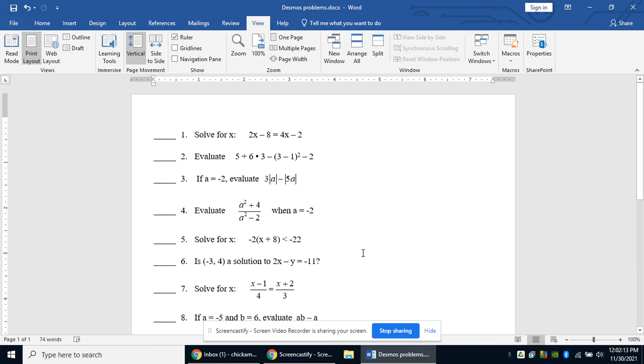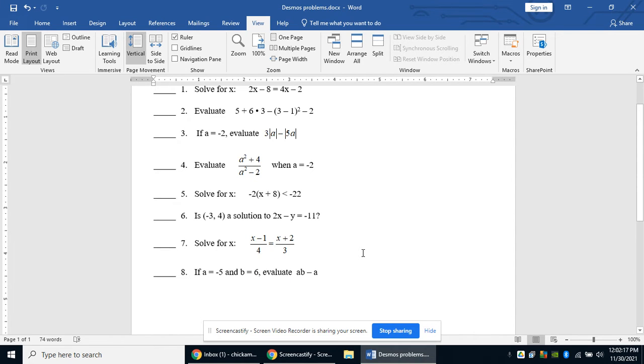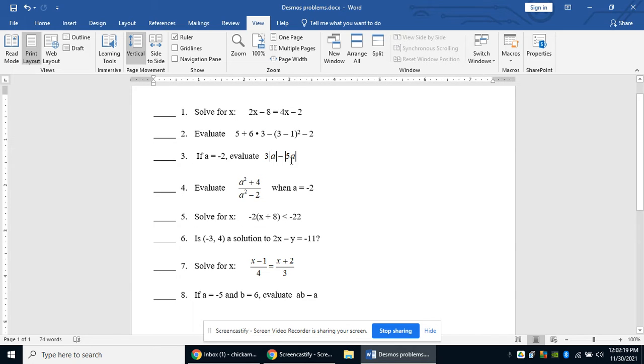Let's say that I have this quiz. These are some questions right off of actually one of my quizzes. And I'm really not sure how to do them, but I can use Desmos and plug all these things in and figure out the answers without even knowing really what to do.